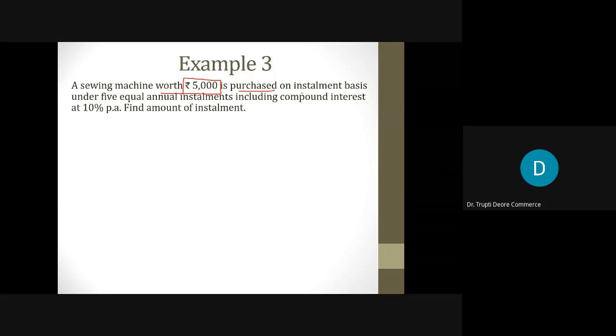It is purchased on installment basis under 5 equal installments, so duration n is 5 years. And what is given? Compound interest. So we have to use the formula for annuity. Why? We have to find out the amount of installments, so for installment amounts, we have to use the annuity formula. The compound interest is given 10% per annum. It is also in years.